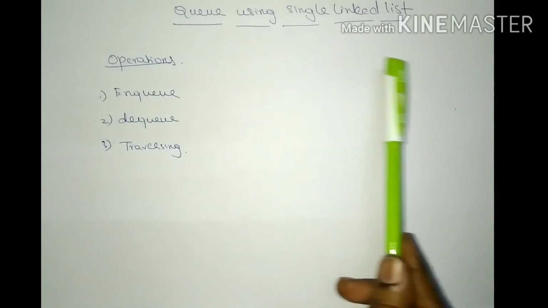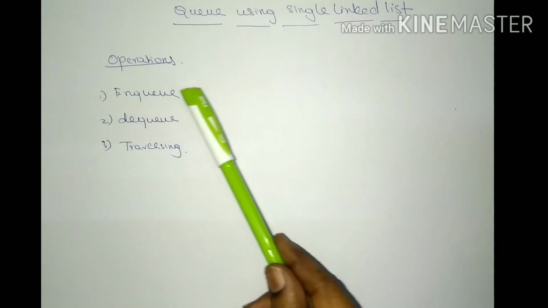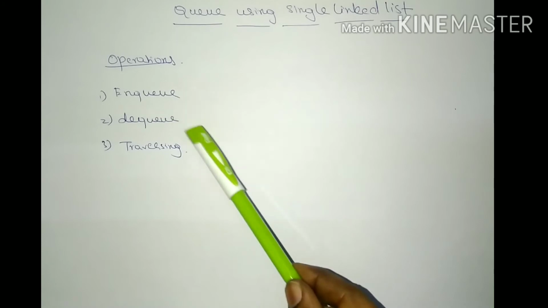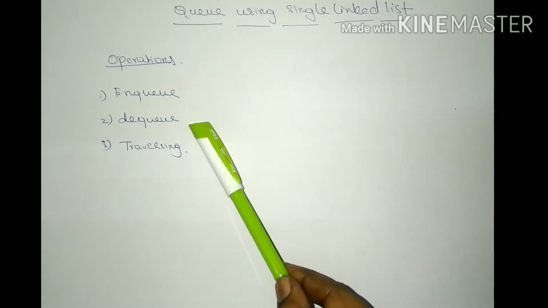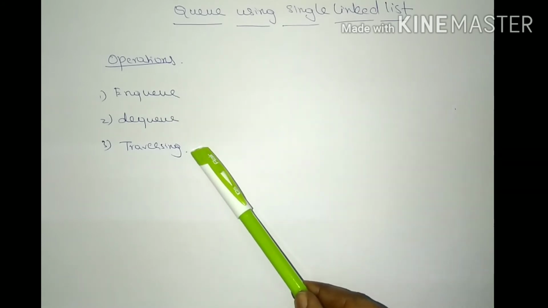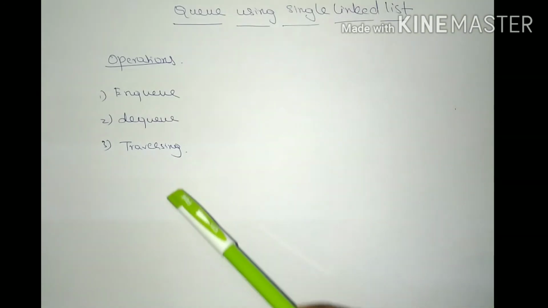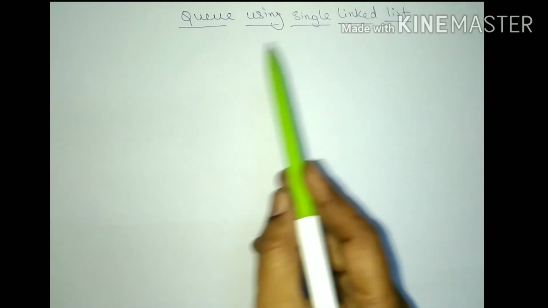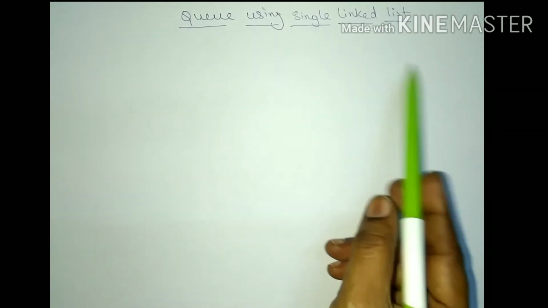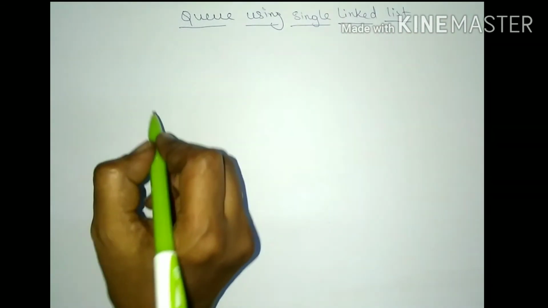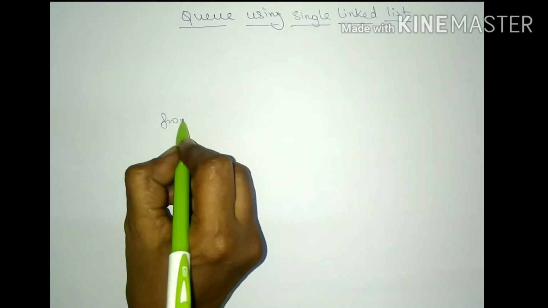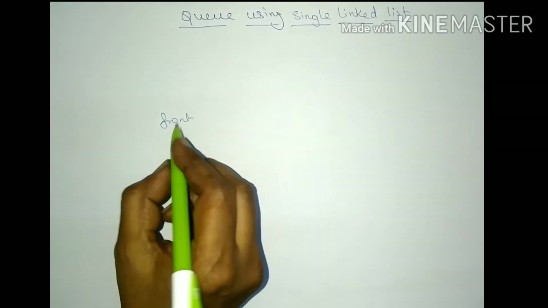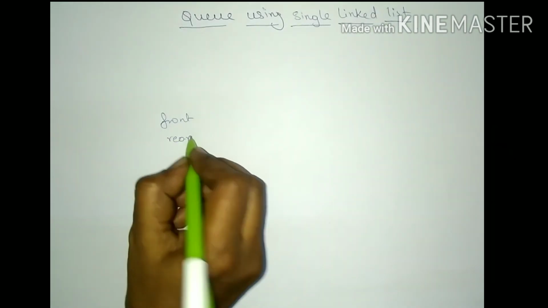Next is queue using single linked list. The operations that we will see are enqueue, inserting an element into the queue, dequeue, deleting an element from the queue, and traversing, displaying the elements of the queue. In queue using single linked list, we take two things, that is front and rear. Front will be pointing to the front of the list, the first of the list, and rear will be pointing to the last of the list.